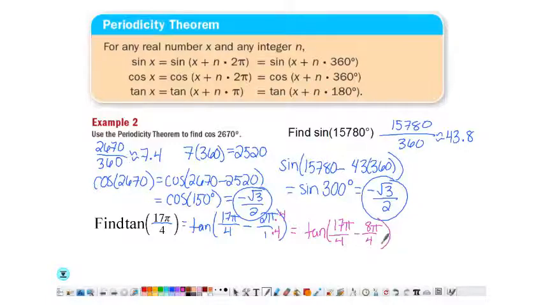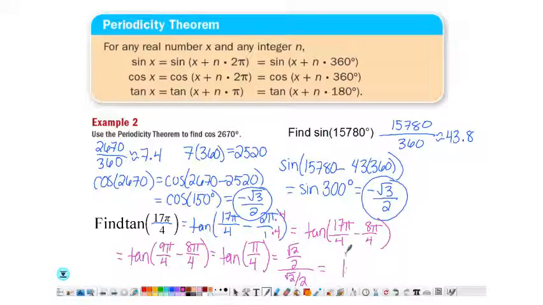So if I subtract 8 pi from 17 pi, I get that this is the same thing as tangent of 9 pi over 4. But 9 pi over 4 is still bigger than 2 pi, because it's bigger than 8 pi over 4. So I'm going to subtract another 8 pi over 4, which is 2 pi. And we're going to get that this is the same thing as tangent of pi over 4. Well, tangent, remember, is just sine divided by cosine. The sine at pi over 4 is root 2 over 2. The cosine at pi over 4 is root 2 over 2. Well, root 2 over 2 divided by itself just gives us a tangent value of 1.